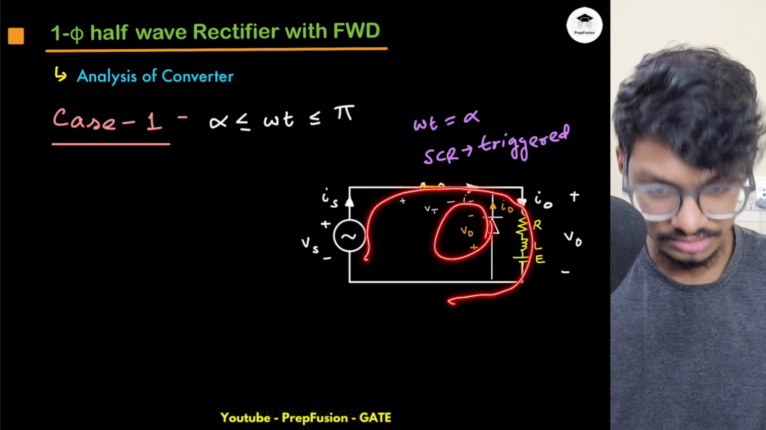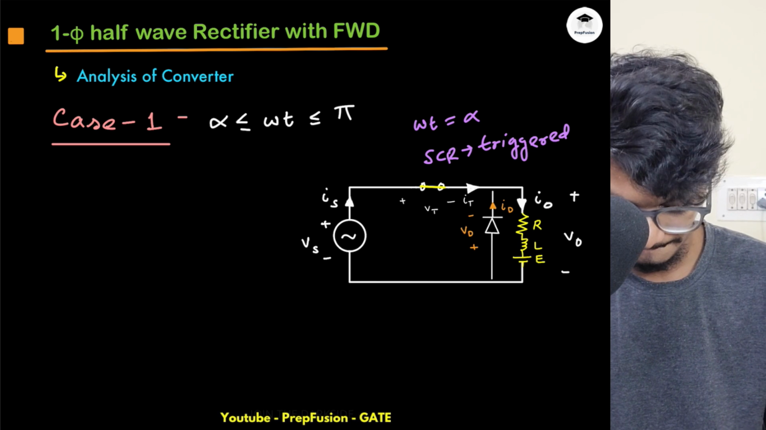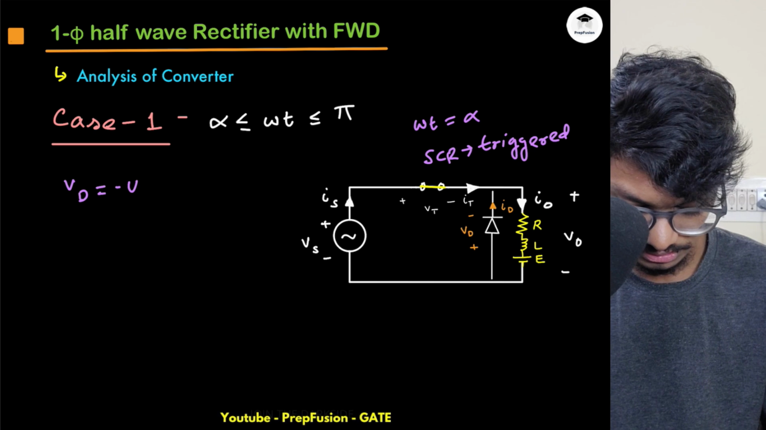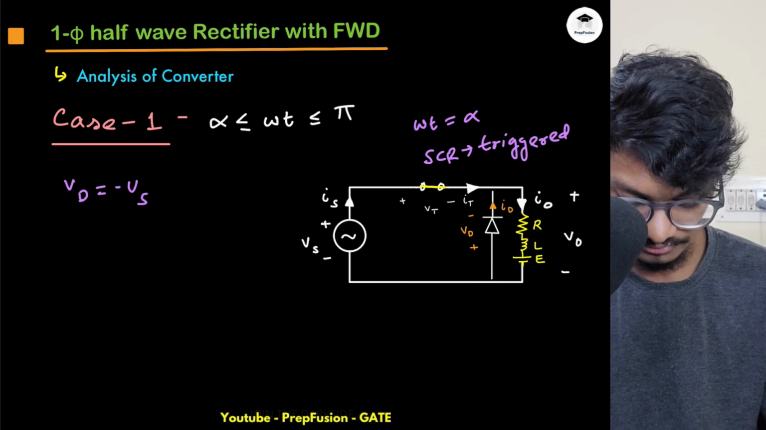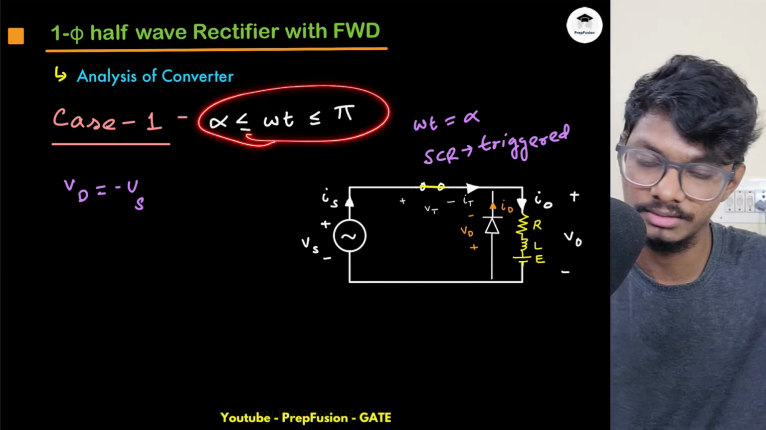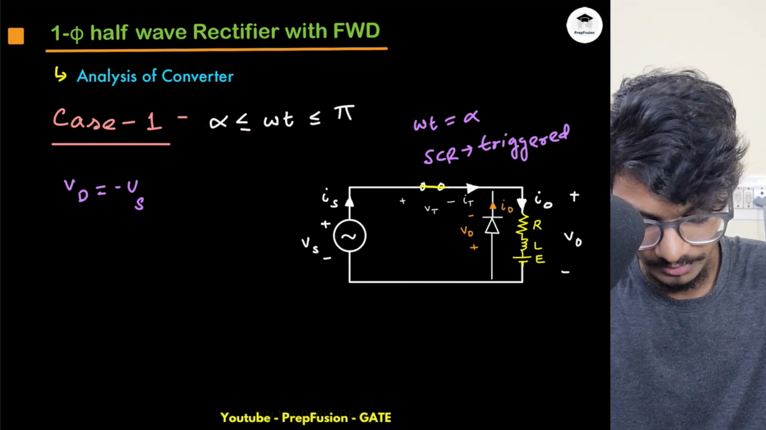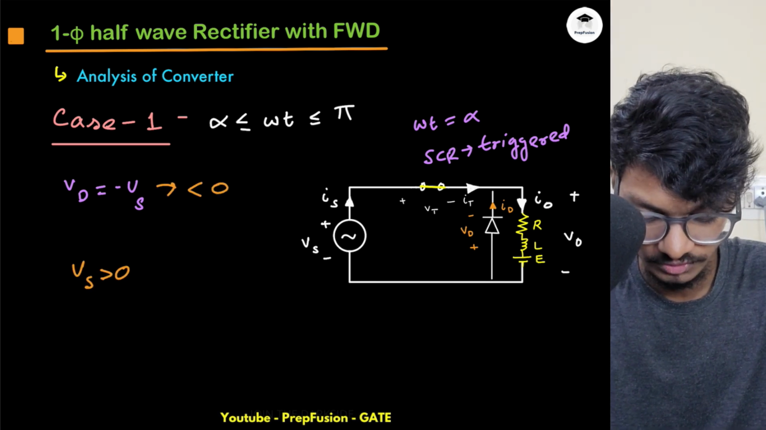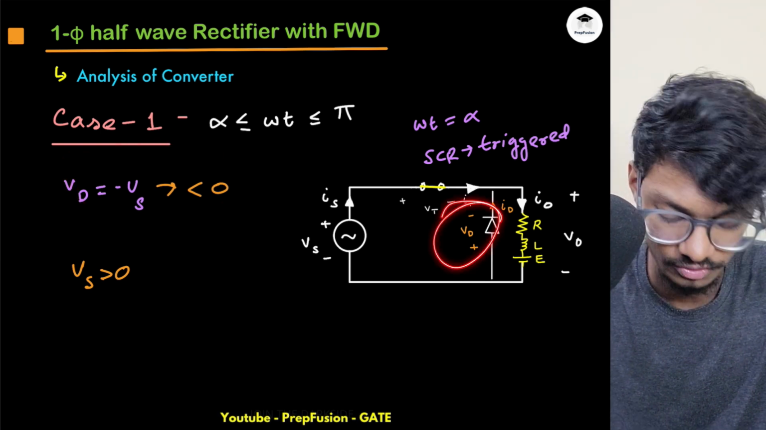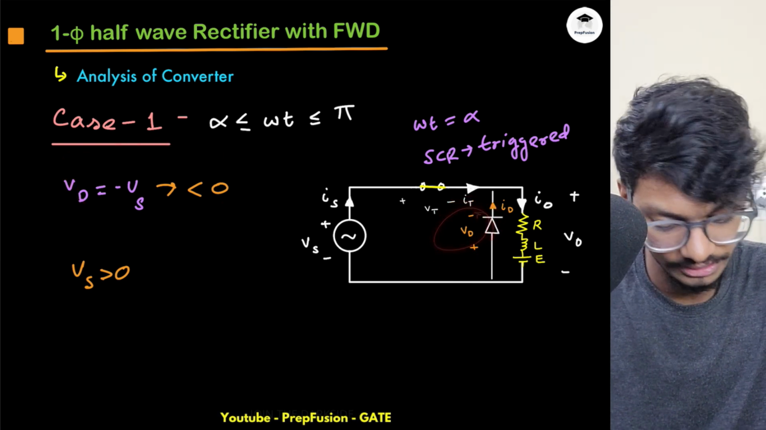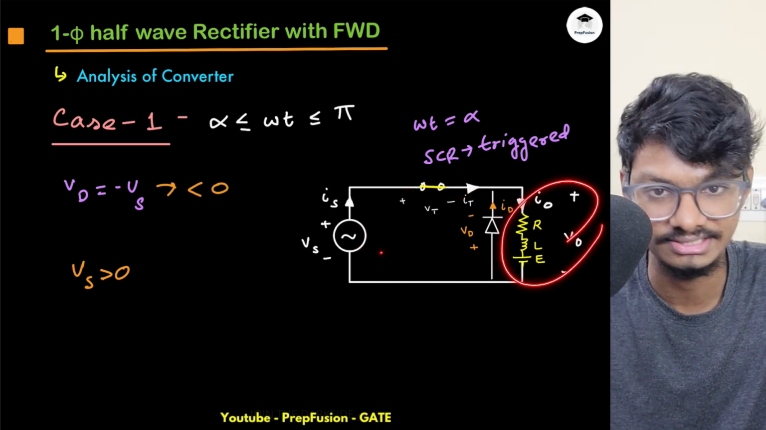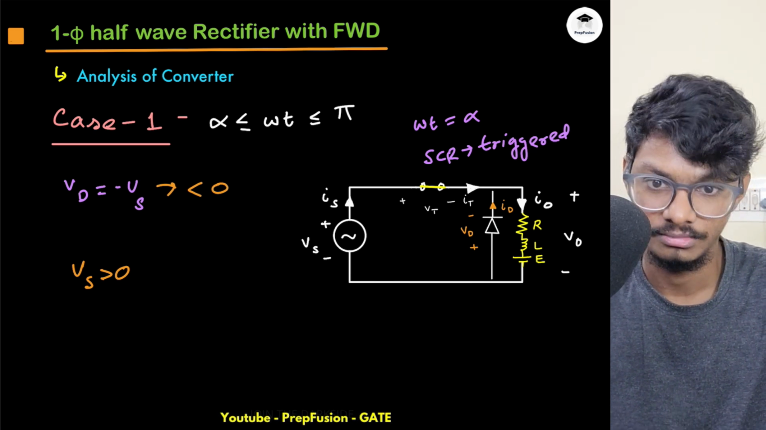And what is the diode voltage? The diode voltage VD is equal to minus VS, right? And what do I know about VS in this region, omega t between alpha to pi? I know that my VS will be positive. Hence, VD will be negative, so this diode is off. And then the circuit will work as we analyzed it previously, from alpha to pi.